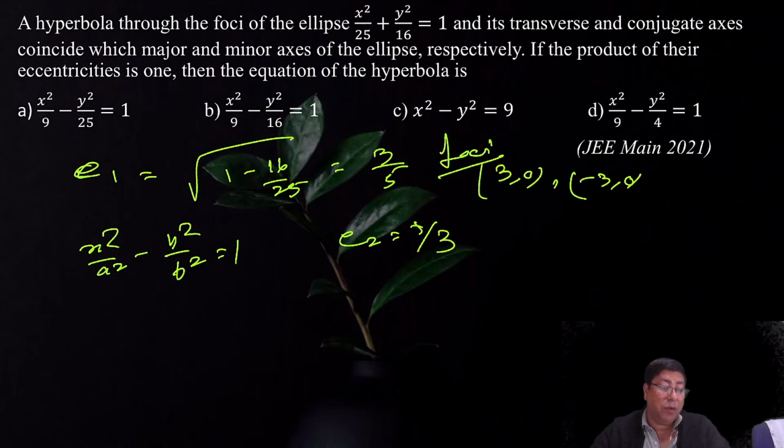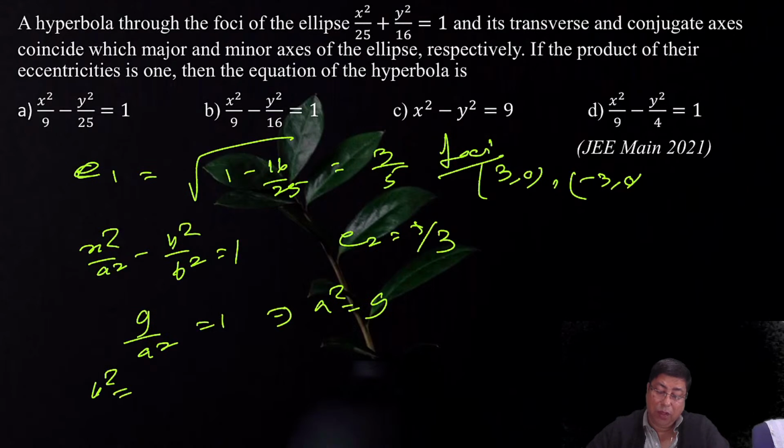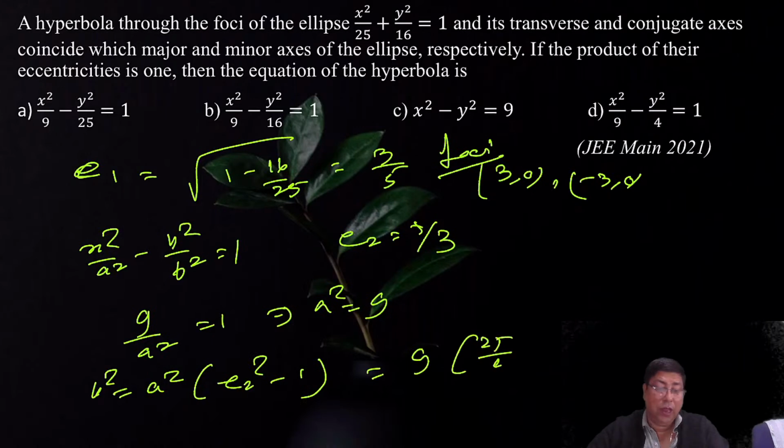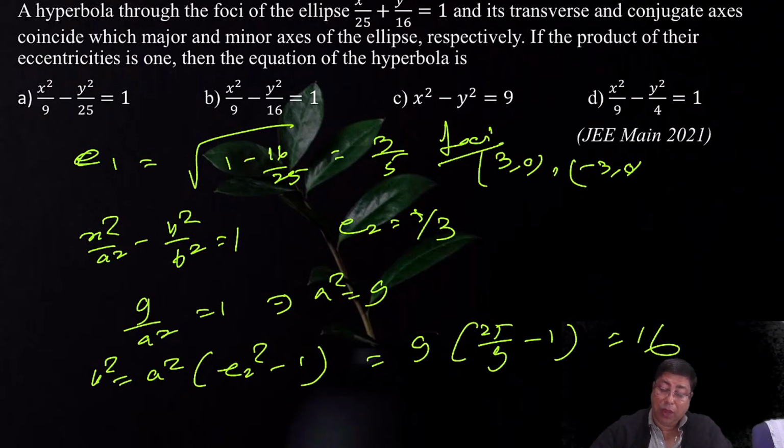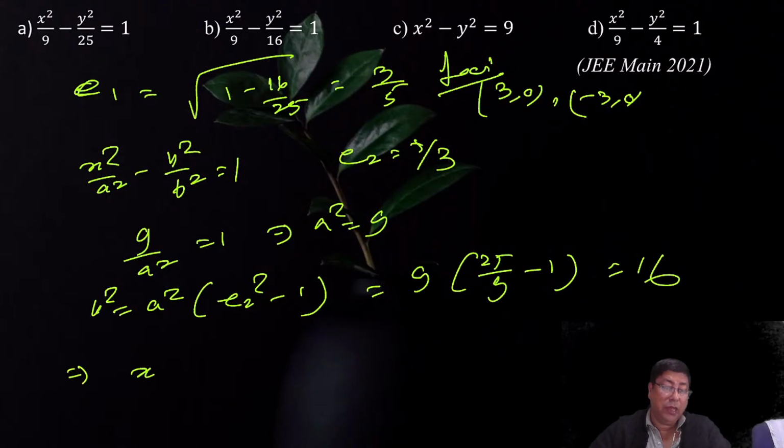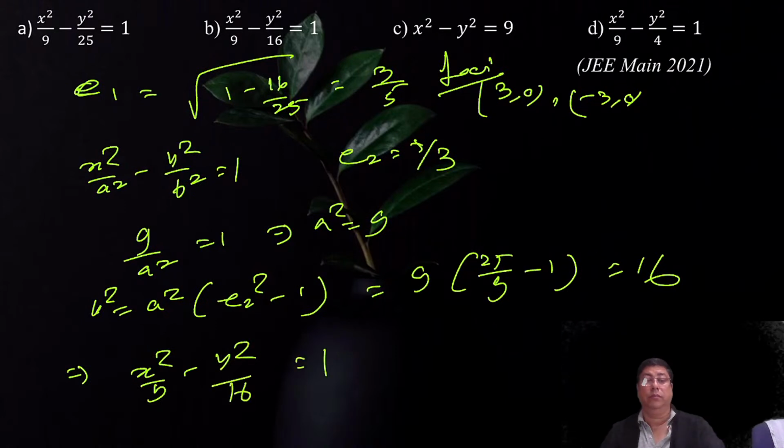It passes through the point (3, 0). Therefore, we can write 9 by a square plus 0 equal to 1. So a square equal to 9, and b square equal to a square into (E2 square minus 1). From this we can get b also: 9 into (25 by 9 minus 1) equal to 16. So the equation of the hyperbola is x square by 9 minus y square by 16 equal to 1. Let us go to the next one.